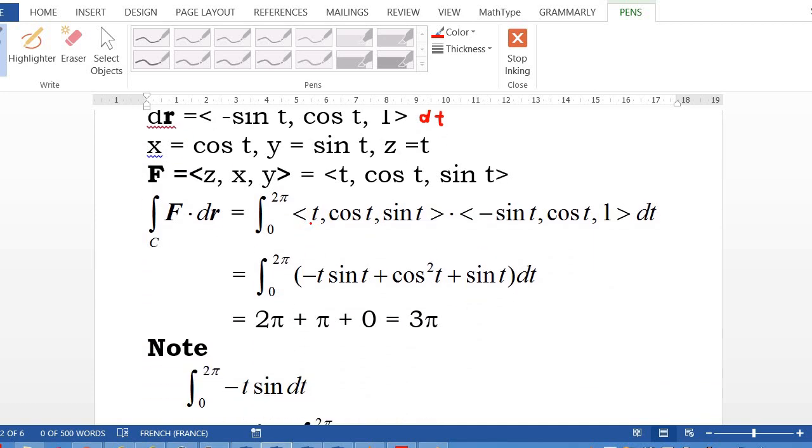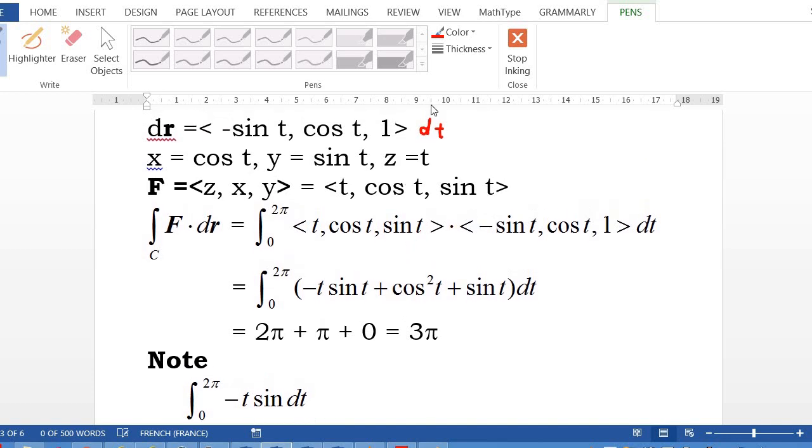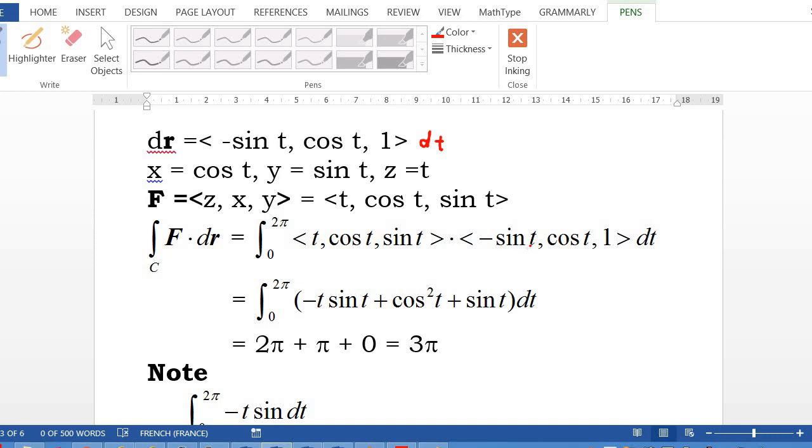So this is vector F, t i plus cos t j plus sin t k, dotted with the dr obtained here, negative sin t i plus cos t j plus k dt. Then we do the dot products. Component i multiplied with i, you have negative t sin t. Then component j with j, so plus cos squared t. Lastly, component k with k, so plus sin t.